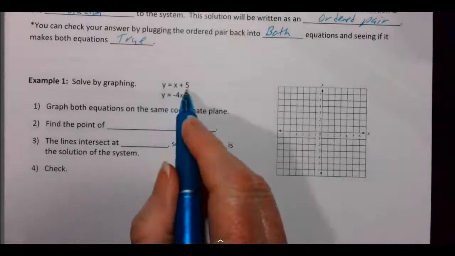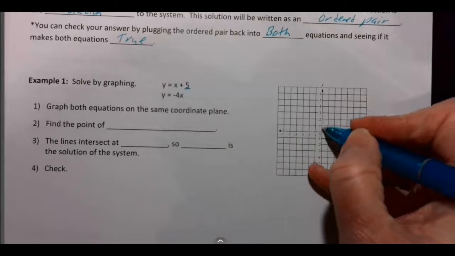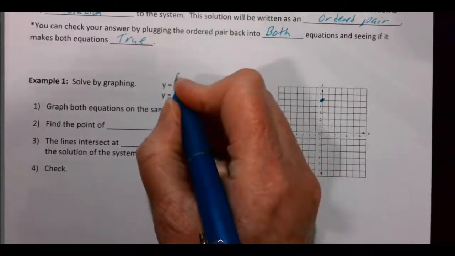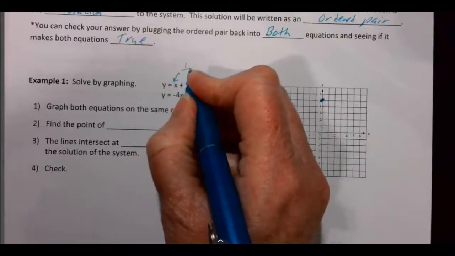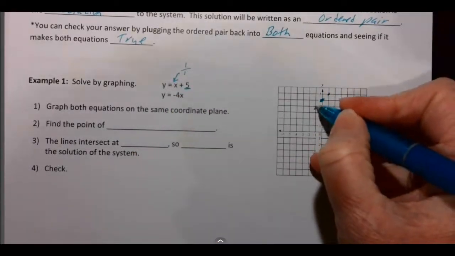We're going to solve y equals x plus 5. What's my y-intercept? 5. Good. So 1, 2, 3, 4, 5. And my slope, what is that number there? That's 1. So my slope is 1 over 1. So I'm going to go up 1 and over 1, and down to the left and over to the left.